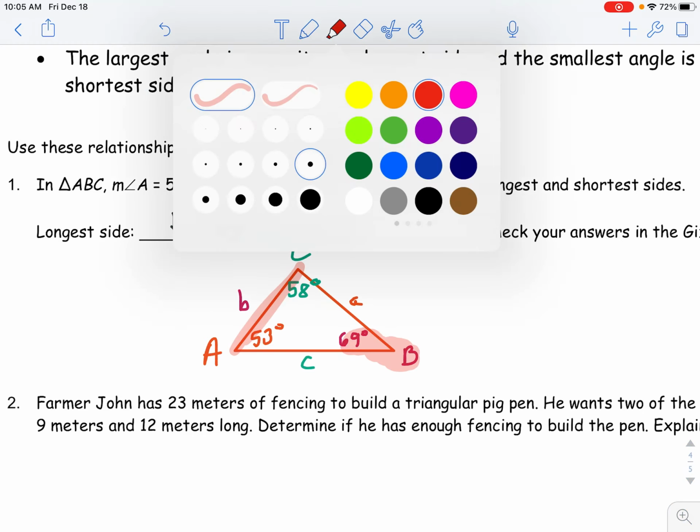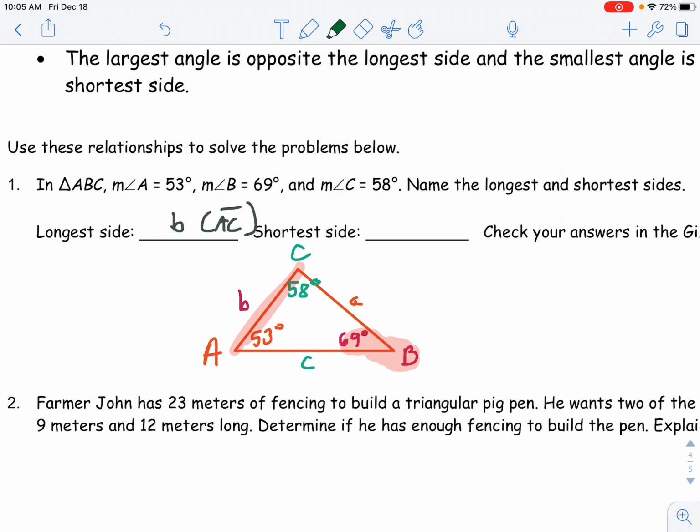Shortest side: angle A, 53 degrees, is the smallest angle, so lowercase a, also known as side CB, will be the shortest.